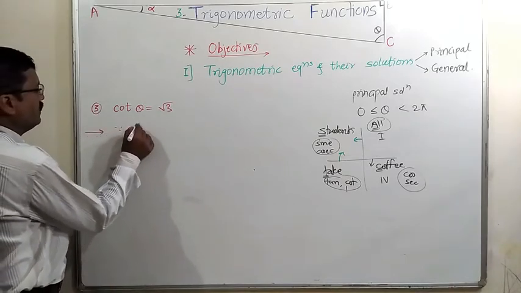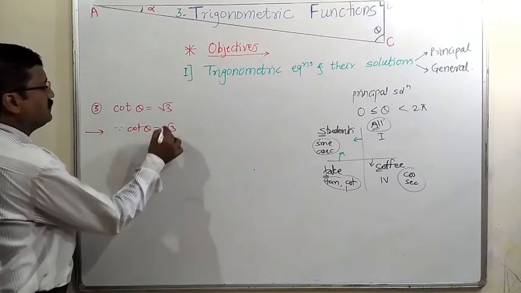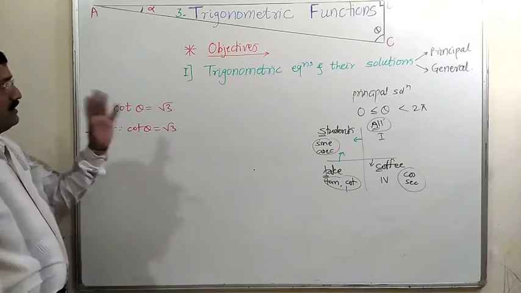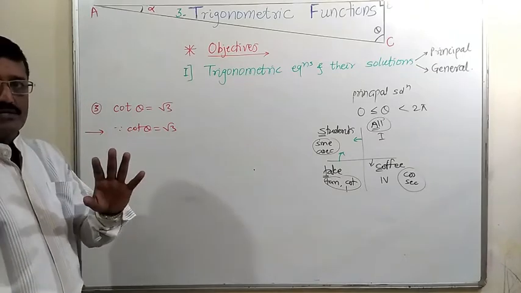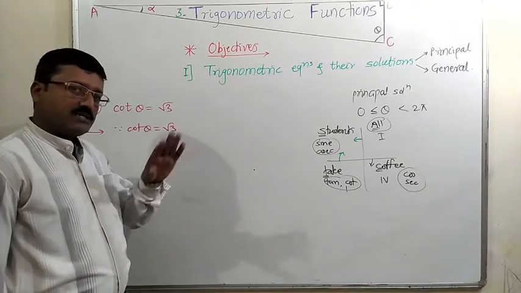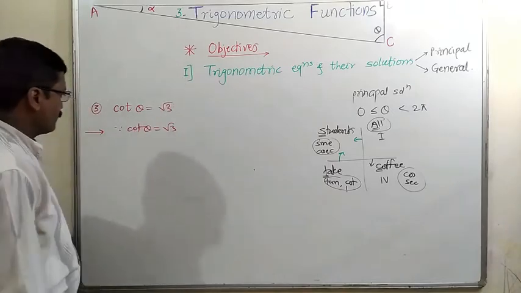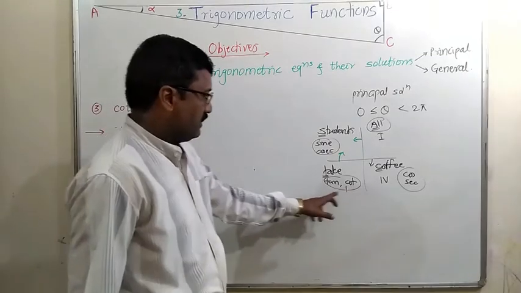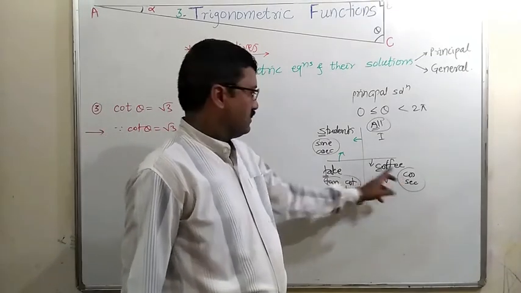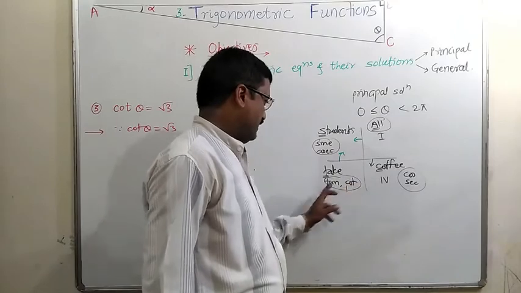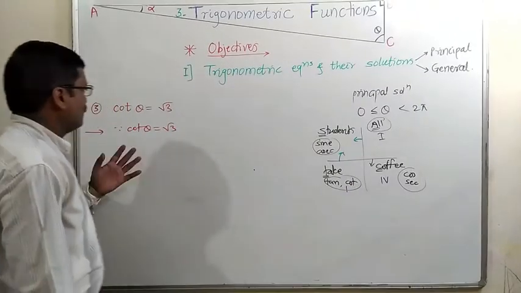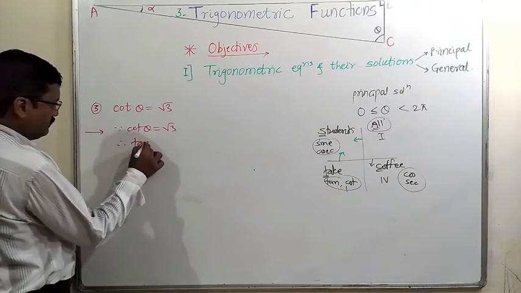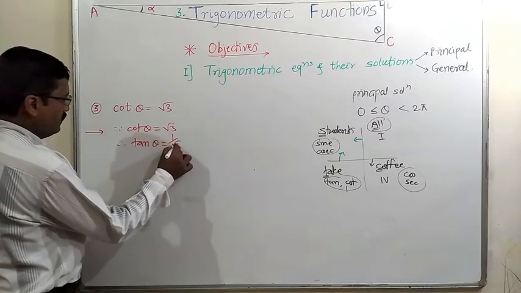Since cot theta is equal to root 3, we can convert this cot into tan, because there are 6 trigonometric ratios. We can convert the last 3 ratios into the first 3 ratios, because cosec can be converted into sine, cot can be converted into tan, and sec can be converted into cos. So sine, cos and tan are sufficient to find the solution. So convert this cot into tan. Therefore tan theta is equal to 1 upon root 3.